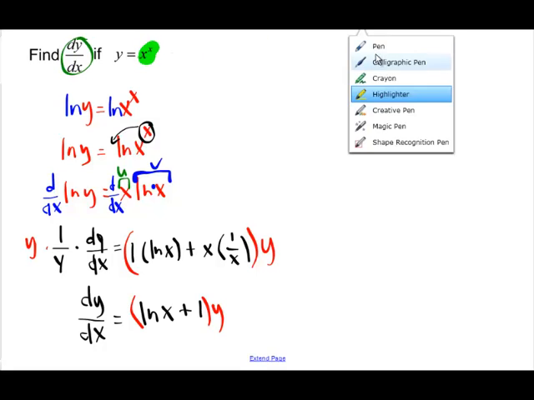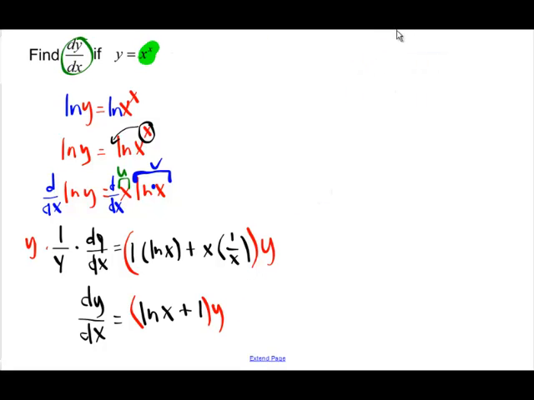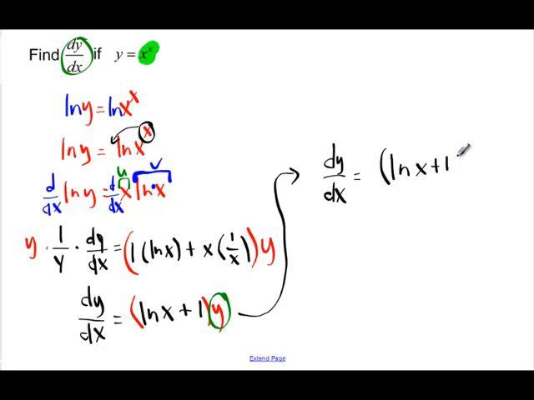So when you get done at the end, if you've got a y in your problem, and we do, then we're going to just replace that with x to the x. So my final answer, again, is going to look really interesting. But dy dx is equal to the natural log of x plus 1 times x to the x power.